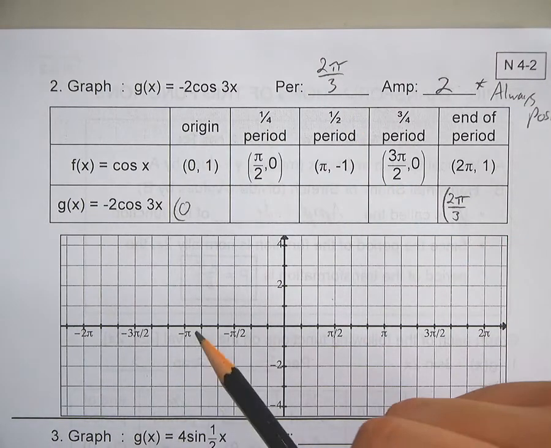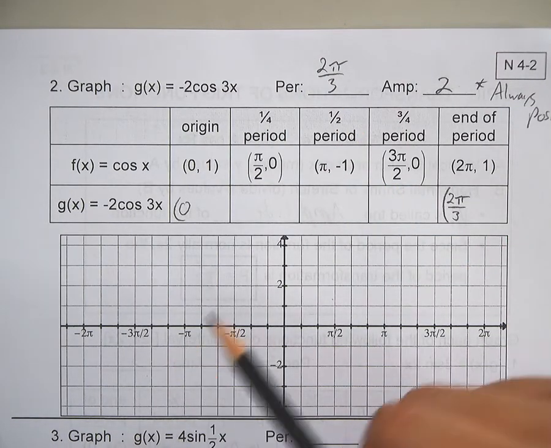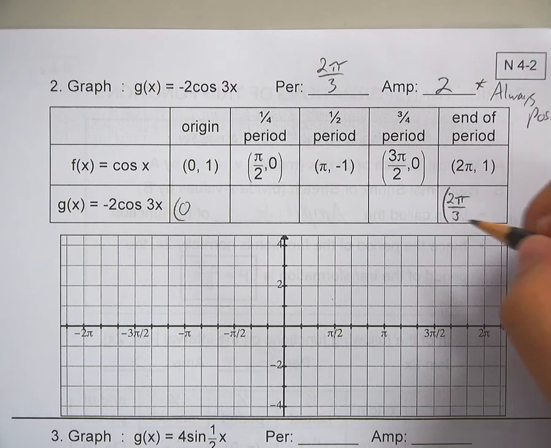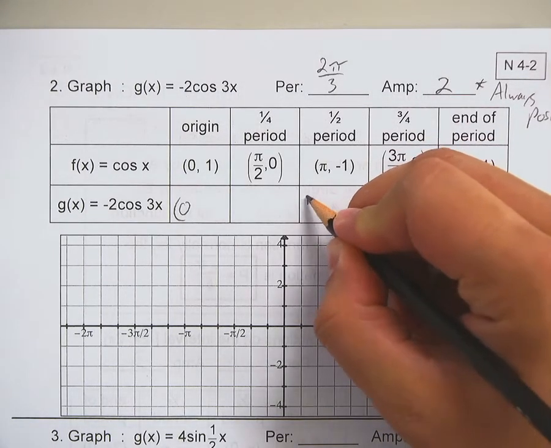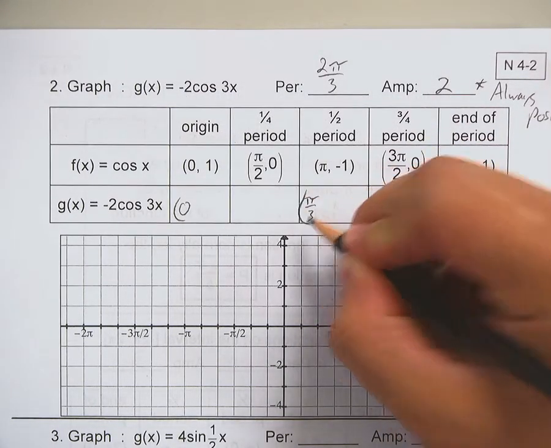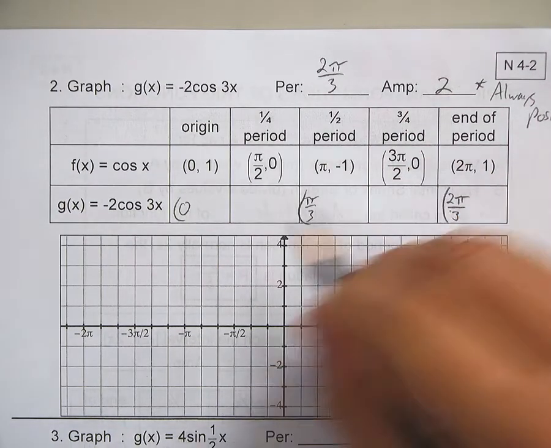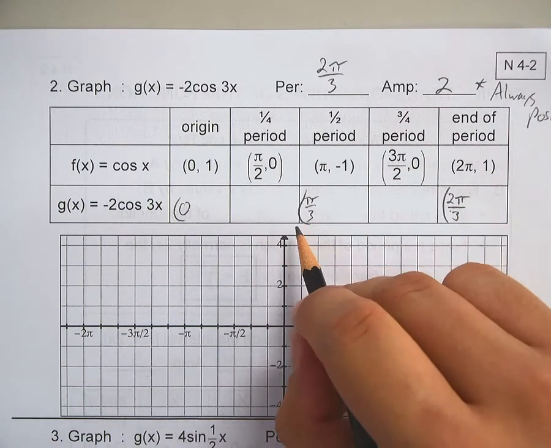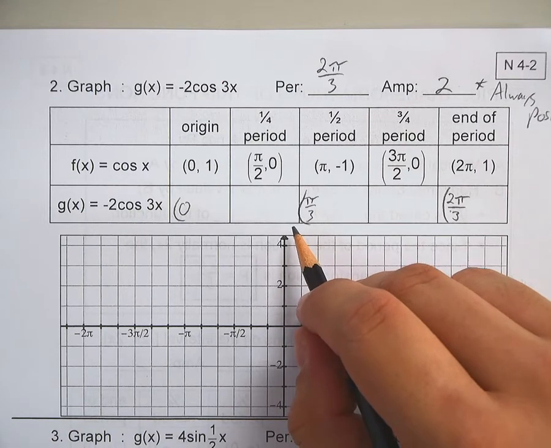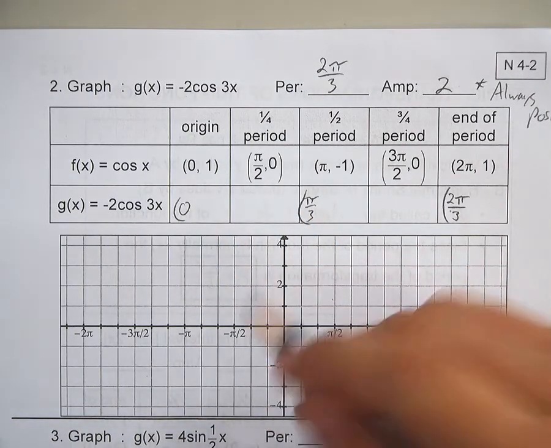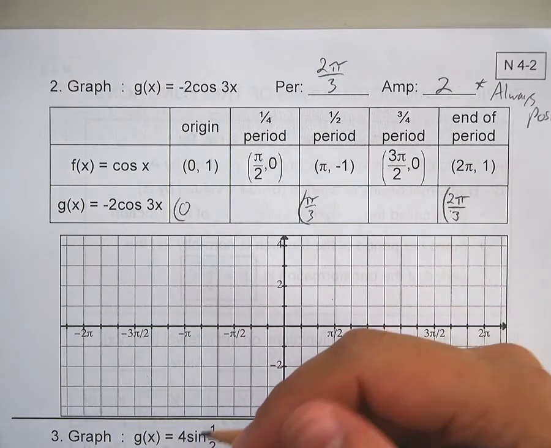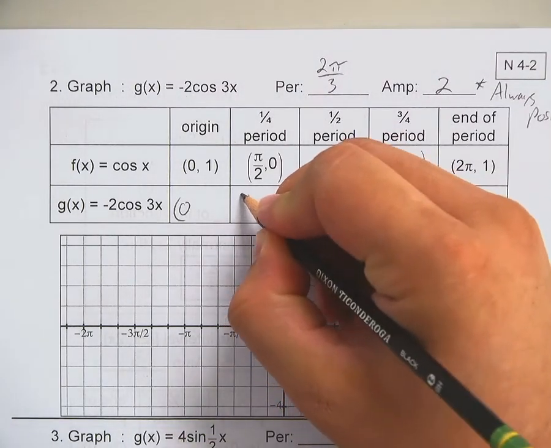Now this is where this gets a little interesting. What's halfway between 2 pi over 3 and 0? Well, if you have 2 of something, cut it in half. That'd be 1/3, wouldn't it? Halfway between 2 pi over 3 and 0 is pi over 3. What's halfway between pi over 3 and 0? If you had 1/3 and you cut it in half, what would you get? You'd get pi over 6.